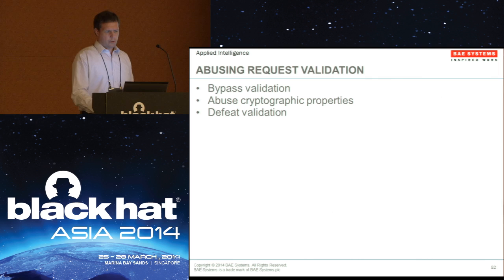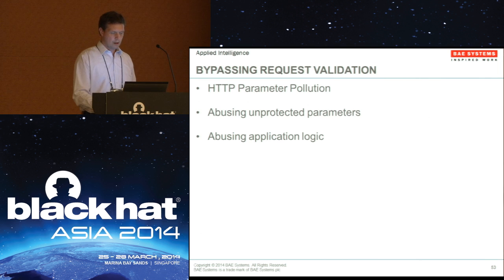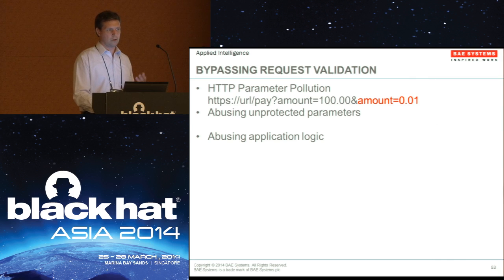So when you're dealing with request or response validation, you have a couple of options. You can bypass the validation, you can abuse some of the cryptographic properties, or you can defeat validation, which eliminates the use of signatures altogether, really. A typical way to bypass it is HTTP parameter pollution. Basically, you define the same parameter more than once.